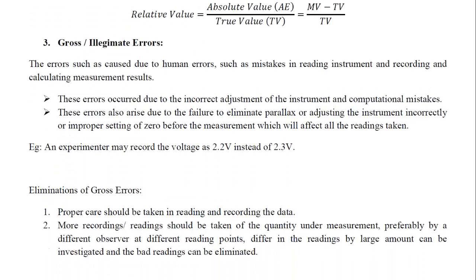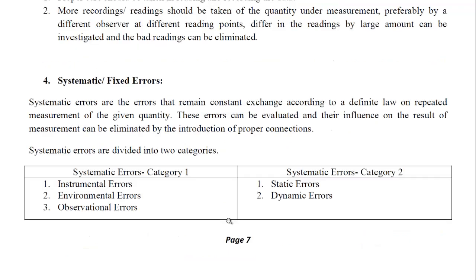So what are the precautions we should take to avoid that? First, proper care should be taken while taking the reading. Second, more readings should be taken, and preferably there should be 2 or 3 observers. It is very beneficial because many observers can eliminate the chances of errors.